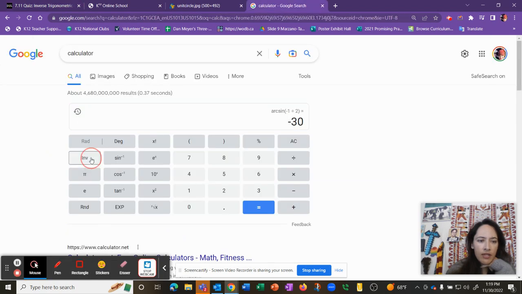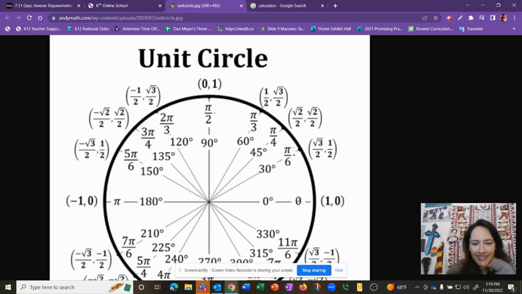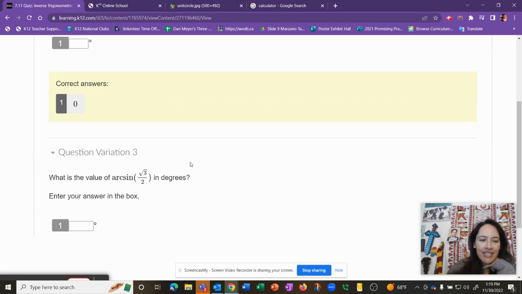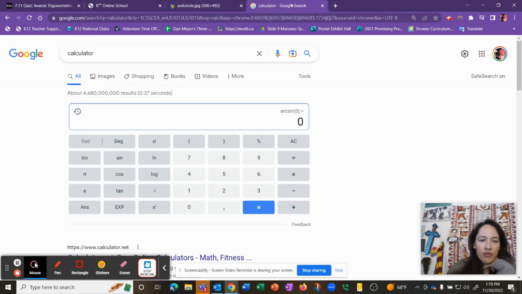Let's do it of 0. So inverse, arc sine, 0, we're in degrees. 0. Let's go look. Look, here's the 0, here, 0. Yeah, it's 0. Cool.